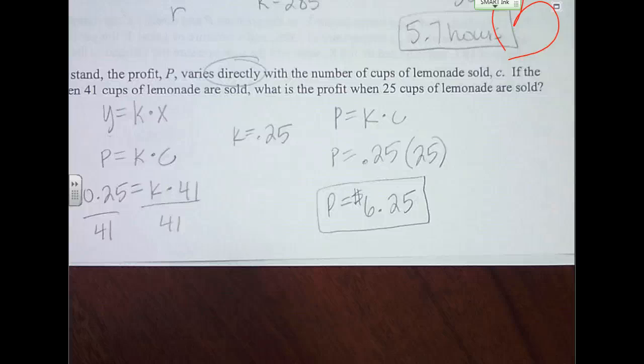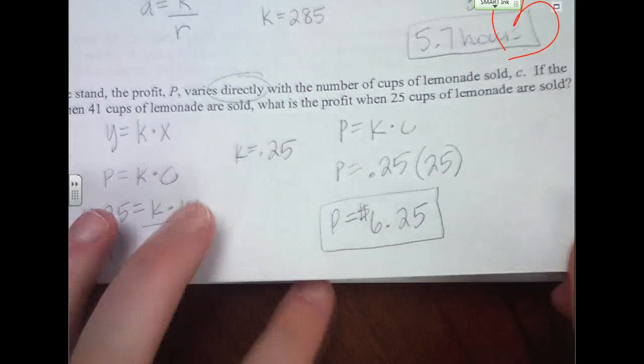Okay, so number 18 is an inverse problem, 19 is a direct problem. Are there any questions on either of those? We're okay on those two? Okay, so let's do then the jointly and then the combination problem.